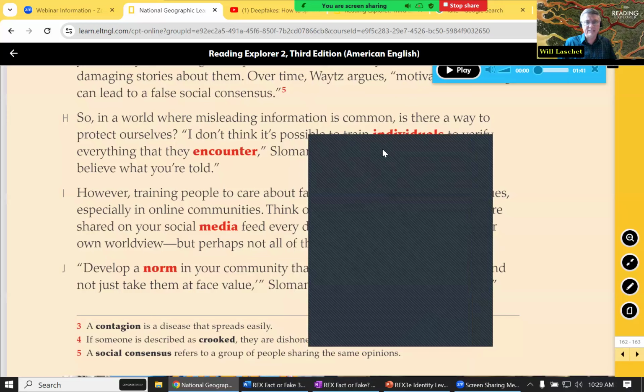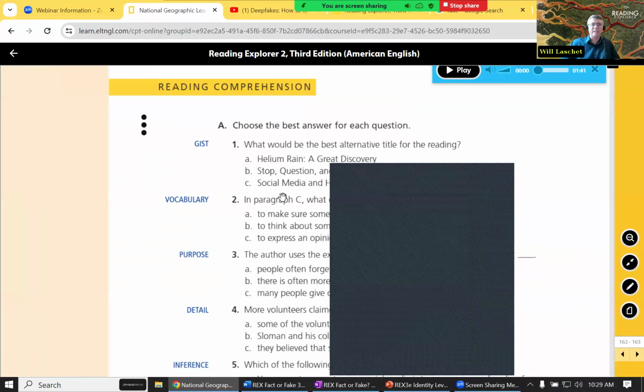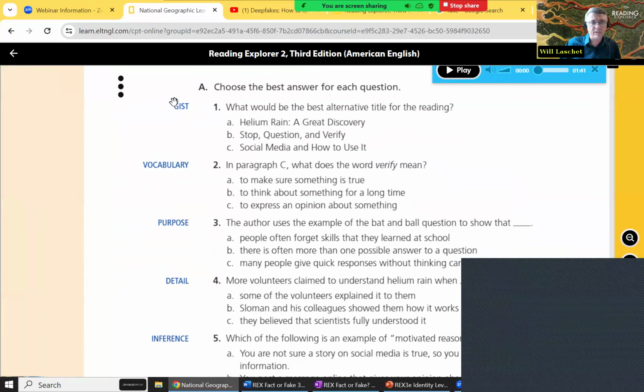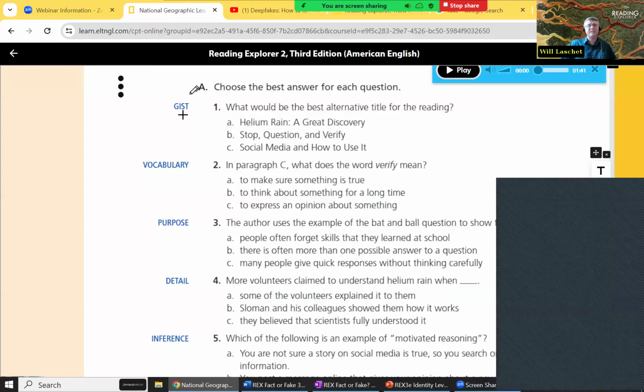Okay, excellent. Right, let's go over here and do some comprehension questions. And what I really like in Reading Explorer is that when we've got these comprehension questions, it's telling us what type of question we're going to be looking at. And this is really important for our students so that they can get a good understanding of what types of question they're good at and which types of questions they need more support with. Okay, so this gist question is looking for the main idea. So let's do this question together. What would be the best alternative title for the reading?